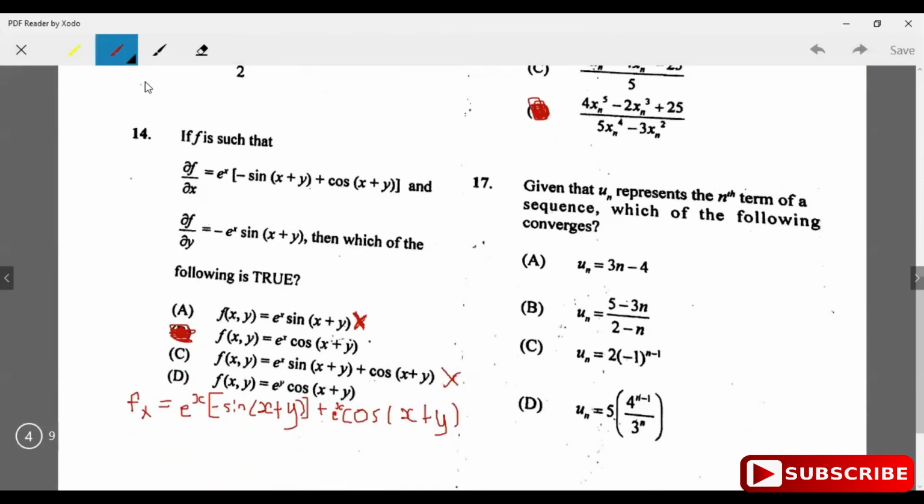What's the question, which is 17? Given that u_n represents the nth term of a sequence, the sequence converges. I think we got, what, A or B? I'm asking you, you tell me. All right, say take n to be 1,000, substitute n to be 1,000, and then I take the limit as n approaches infinity.